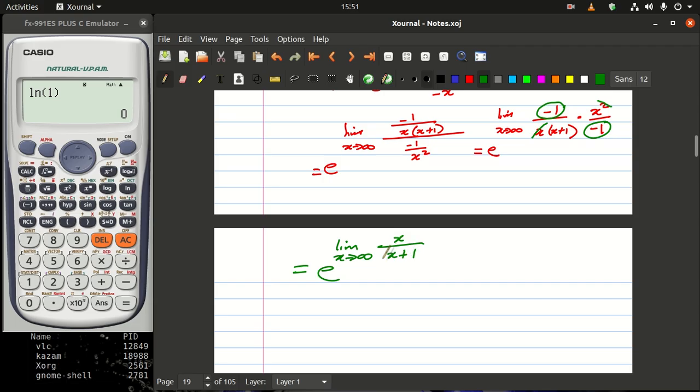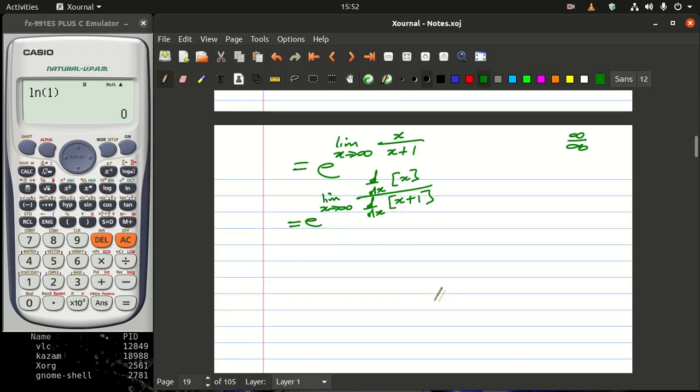If you look carefully into this, you will find out that if I'm plugging in infinity, I will get infinity, and in the denominator infinity plus 1, which is infinity. So I'm getting infinity over infinity. So I'm applying L'Hopital's rule one last time. e raised to the limit as x approaches infinity of the derivative with respect to x of x, divided by the derivative with respect to x of x plus 1.